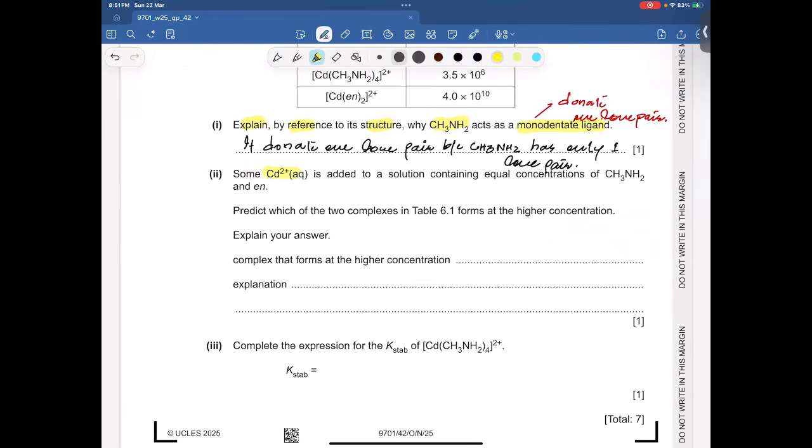Some cadmium aqueous ion is added. By the way, the formula of aqueous cadmium ion is going to be like this: [Cd(H2O)6] 2+. It is added to a solution containing equal concentration of this and en.